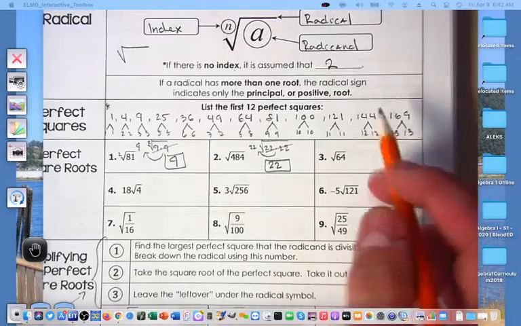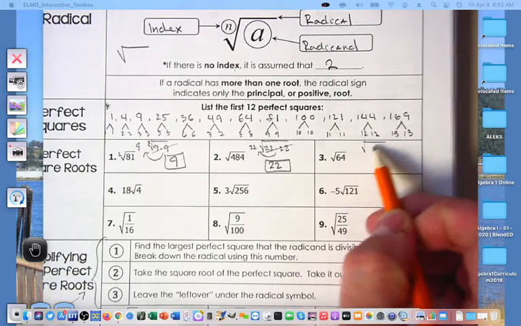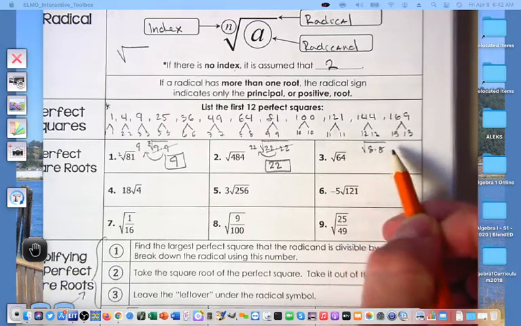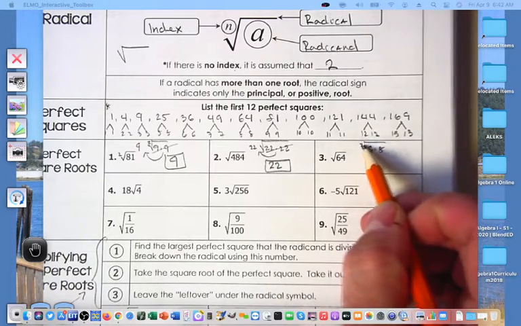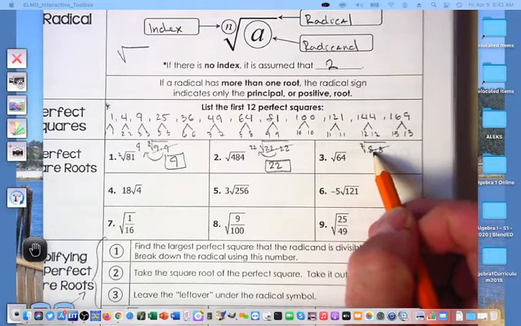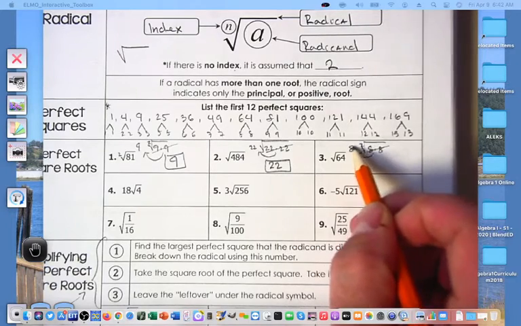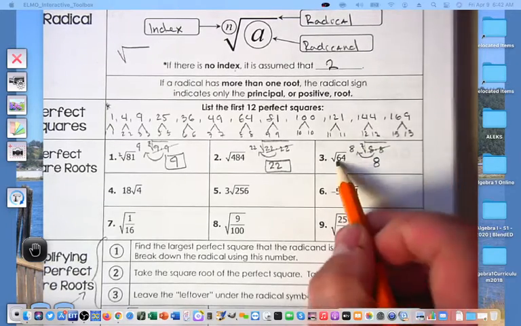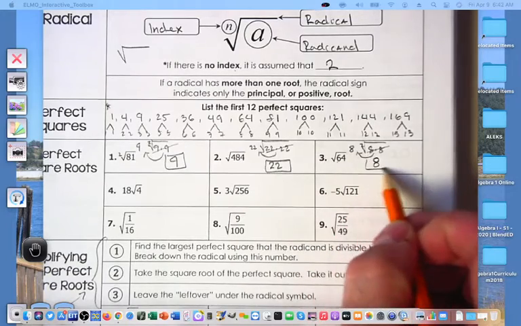We've got another perfect square here, 64, and that breaks down into 8 times 8. The index is 2, so we're looking for groups of 2. The groups of 2 get crossed out, come to the outside, and become a single 8. So the square root of 64 is 8.